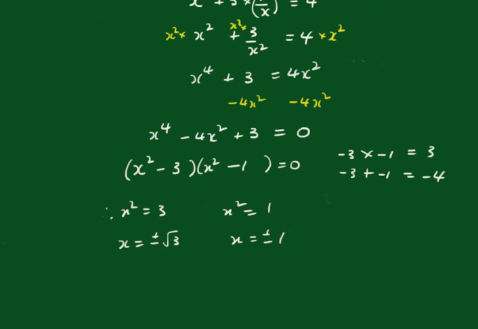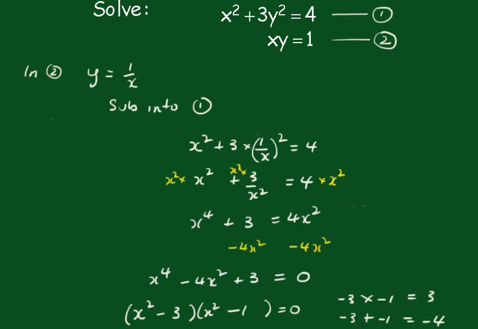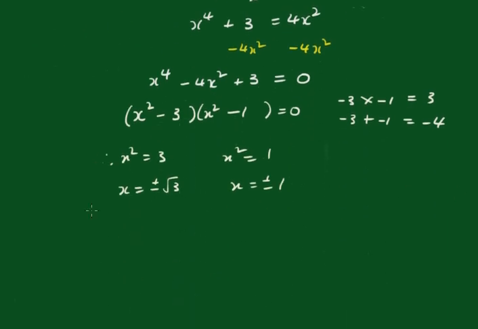Now you recall that y up here was 1 on x, so we know that y equals 1 on x. So y will be equal to plus or minus 1 on root 3, and here y equals plus or minus 1 here. So here we can rationalize, write that as plus or minus root 3 on 3 if you wish.